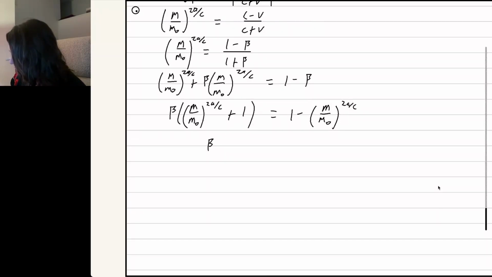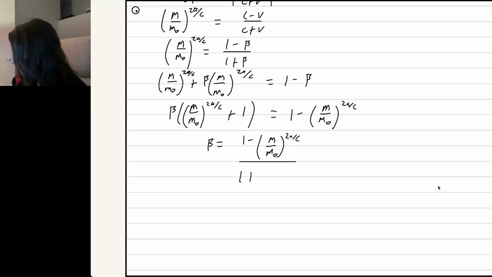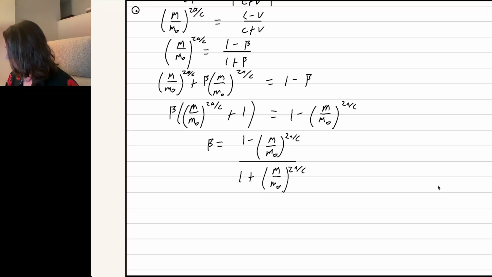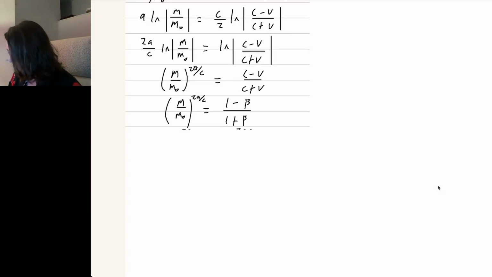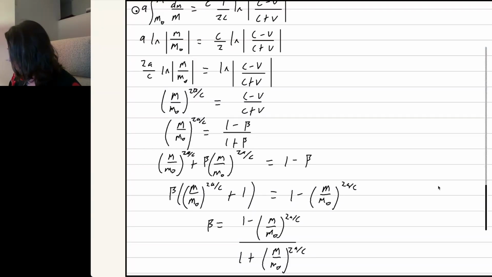And then we just divide everything. So on the right hand side, we'll have 1 minus m over m naught to the 2a over c, over 1 plus m over m naught to the 2a over c. Is that right? Ooh, it's right. So it took a few things to get here, some physics facts and some table integrals, but we got there in the end.